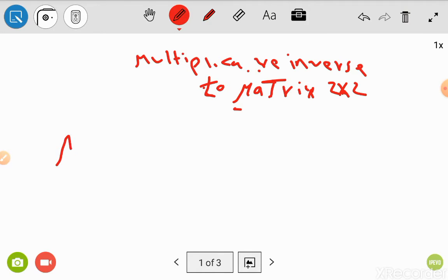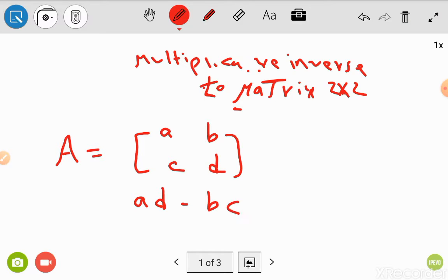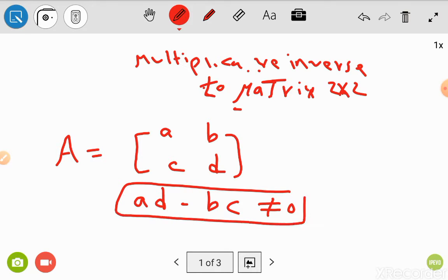If we have matrix A equals A, B, C, D, there's only one condition to get the inverse to this matrix. This condition: A times D minus B times C does not equal 0. This condition is very important to get the multiplicative inverse to any matrix 2 by 2.